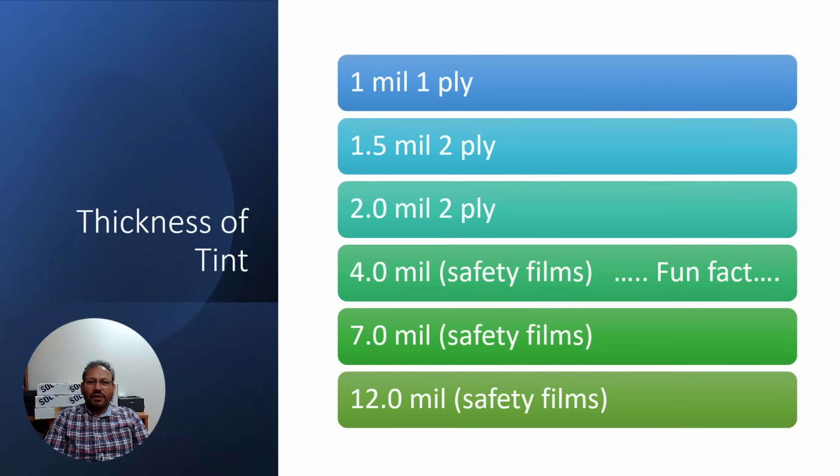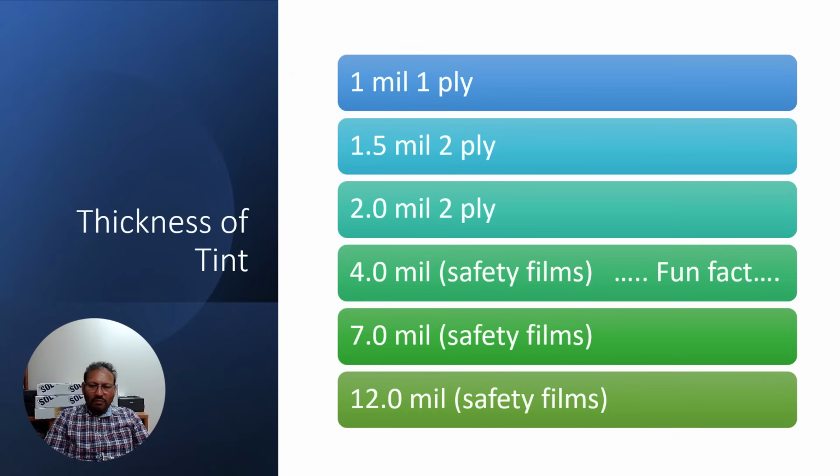Now let's go to the thickness of the tints in the market. The thickness is measured after you remove the cap sheet. The thickness will be more with the cap sheet, of course. Normally the thicknesses of tint are 1 mil 1 ply, 1.5 mil 2 ply, 2 mil 2 ply, 4 mil. From 4 mil and above they are called safety films. 4 mil, 7 mil, 12 mil.